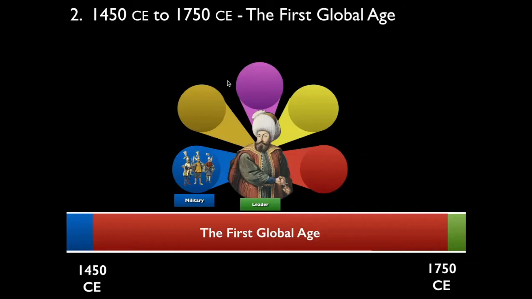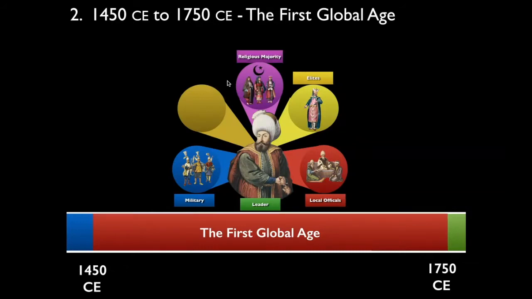You're going to need a military to engage oftentimes in that initial military conquest. You're going to need local officials or bureaucrats to collect taxes. You're going to have your different social class groups. You're going to have your landowning elites. You're going to have your poor peasants. You're going to have a religious majority. Oftentimes, you're going to have religious minority groups. You're going to have to figure out how do we incorporate and unite all of these diverse people and get them to be loyal to the state.